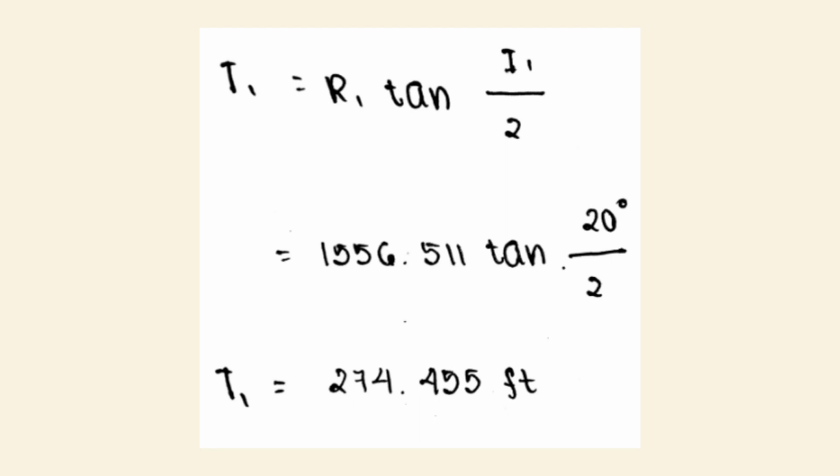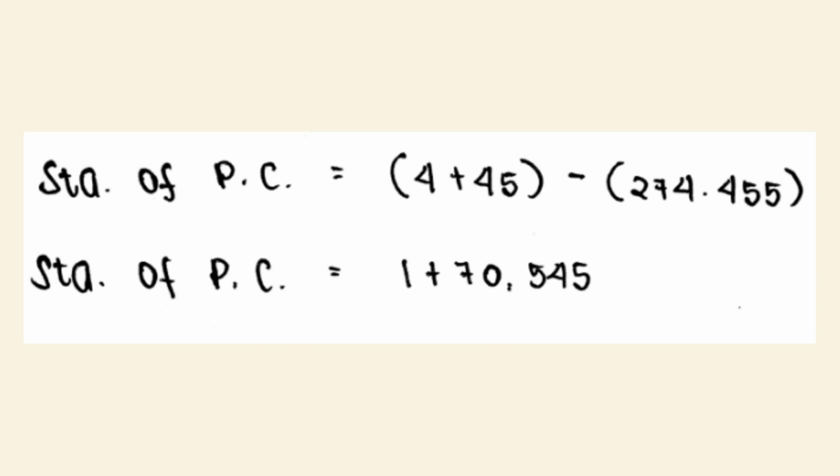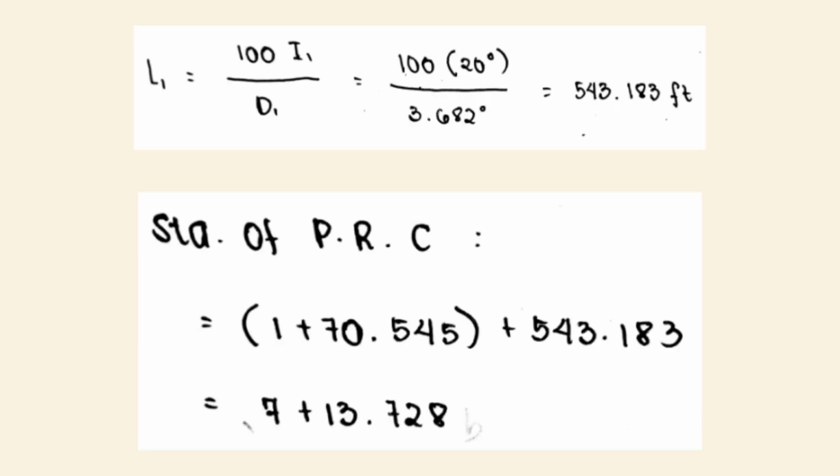Our t sub 1 is equal to r sub 1 tangent I sub 1 over 2. Substituting values, our t sub 1 would now be equal to 274.455 feet. Next, solving for the stationing of the PC. It is equal to 4 and 45 minus 274.455. So the stationing of PC is equal to 1 and 70.545.